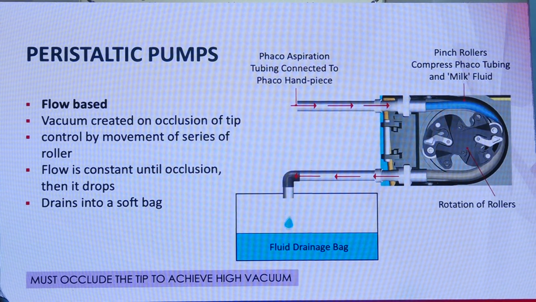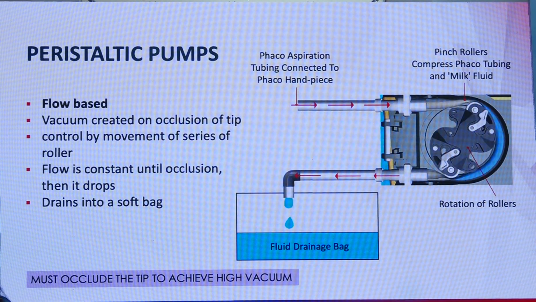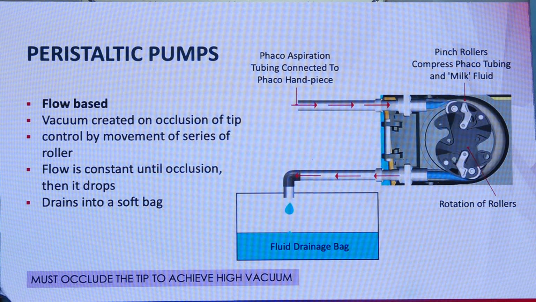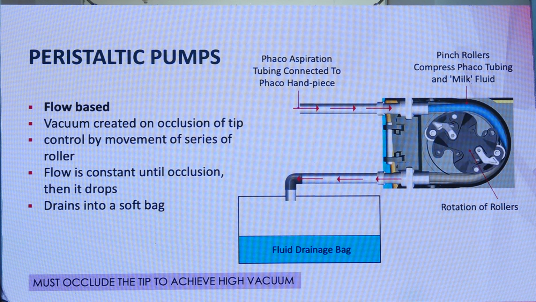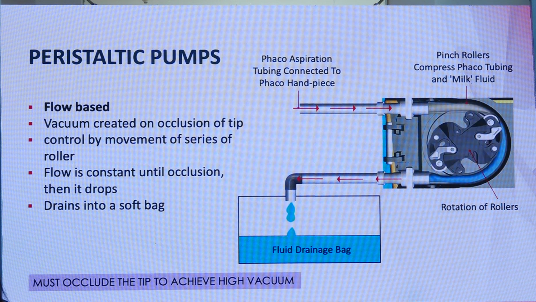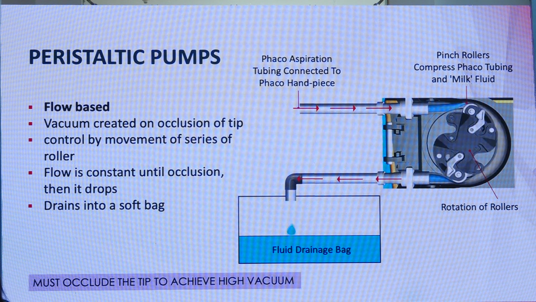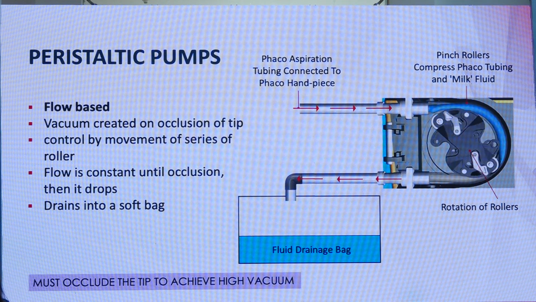So this balance between the vacuum and flow creates the aspiration, and the nucleus piece is cut and aspirated out. The drainage system is a fluid bag, which can be a rigid or a soft bag, and flow is constant until the occlusion, and then it drops down when the occlusion is created.